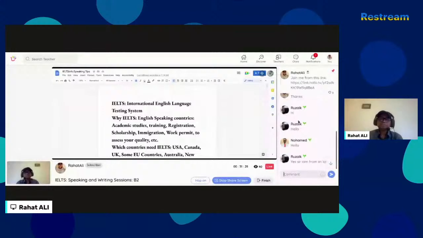Okay. And how long is the score valid? The score is valid for 2 years from the date of the exam. So after 2 years, if you need to sit for the IELTS exam, you can't use the old score. You have to sit as a fresh candidate.